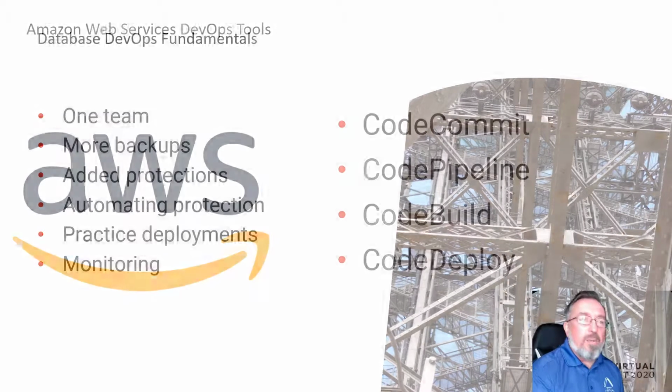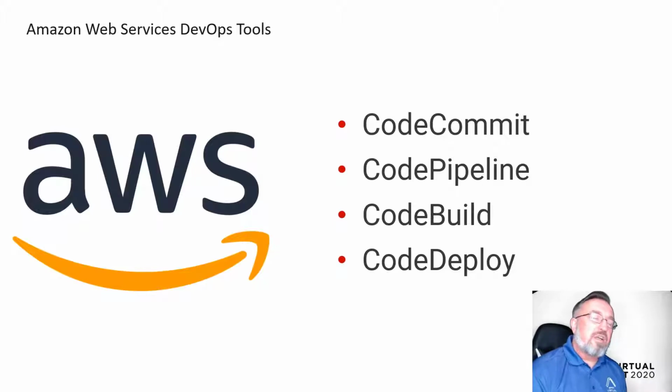And so let's talk about some of the technology that we need. There are 4 fundamental tools that make up the developer tools of AWS. Amazon Web Services has these 4 tools: CodeCommit, CodePipeline, CodeBuild, and CodeDeploy. Now, we're only going to look at 3 of them today, but we'll talk about all of them. The 3 that we're going to look at are CodeCommit, CodePipeline, and CodeBuild. So let's go ahead and get started talking about what each one of these are.